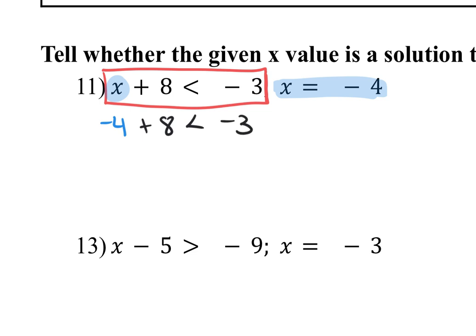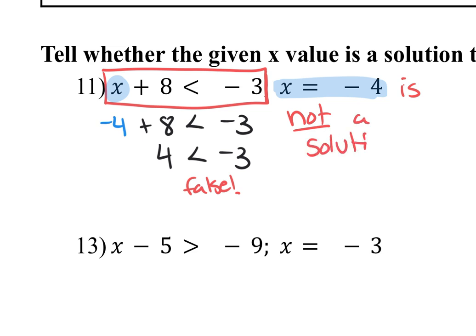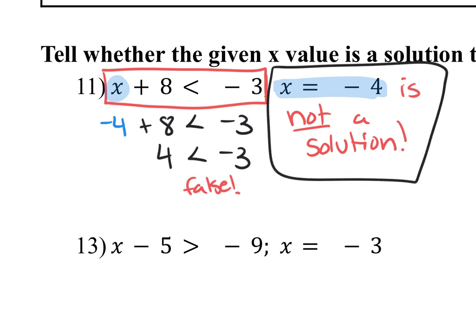Well, what's negative 4 plus 8? 4. Is 4 less than negative 3? No, this is false. Okay, if this is false, then we would say x equals negative 4 is not a solution. That would be my final answer. And I'm kind of stealing their x equals negative 4, so I could just use it as my own sentence. I just say is not a solution because it came out to be false.